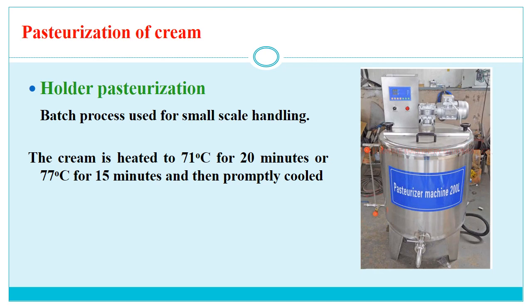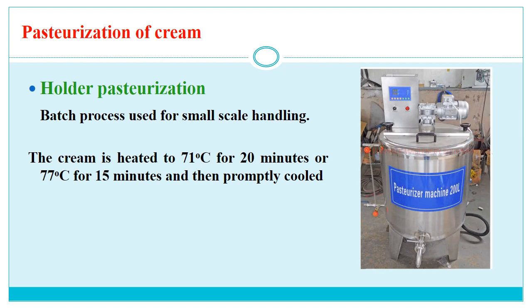So far we have discussed what is cream and cream separation. Now we will discuss the processing of cream. The first thing is pasteurization of cream. Pasteurization of cream can be done in two ways. One is by batch method or Holder pasteurization. Another is by HTST method, which we have discussed for milk also.